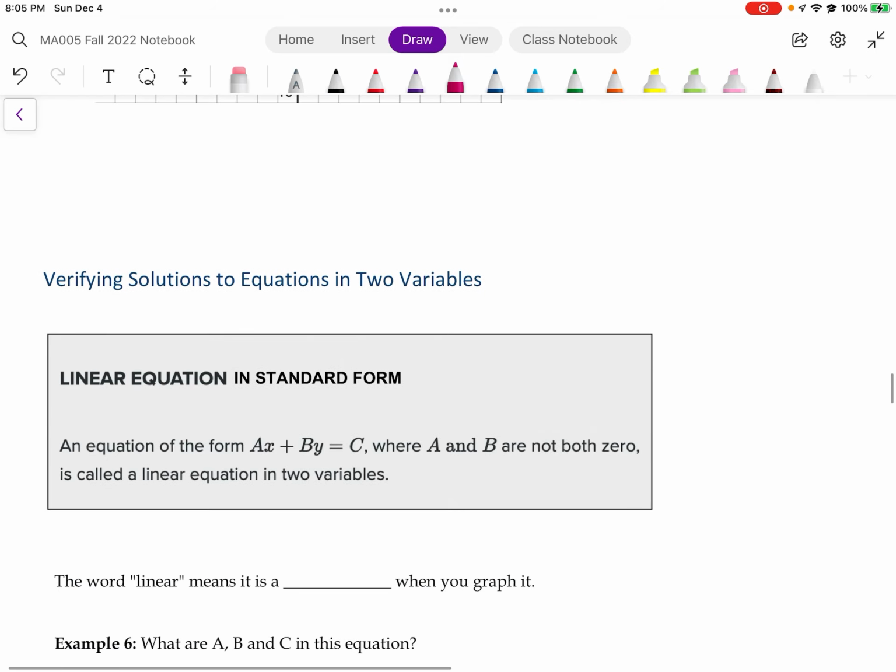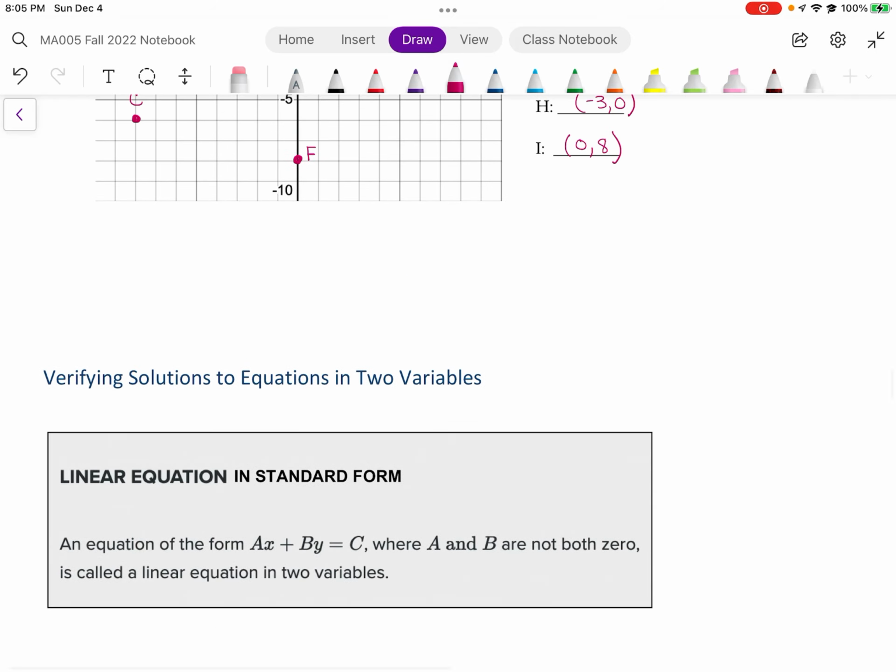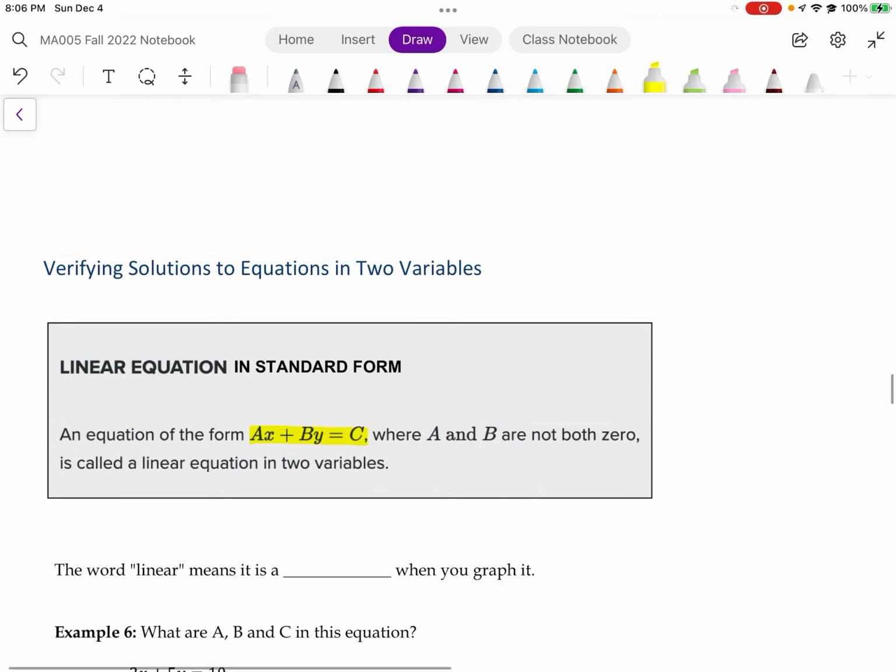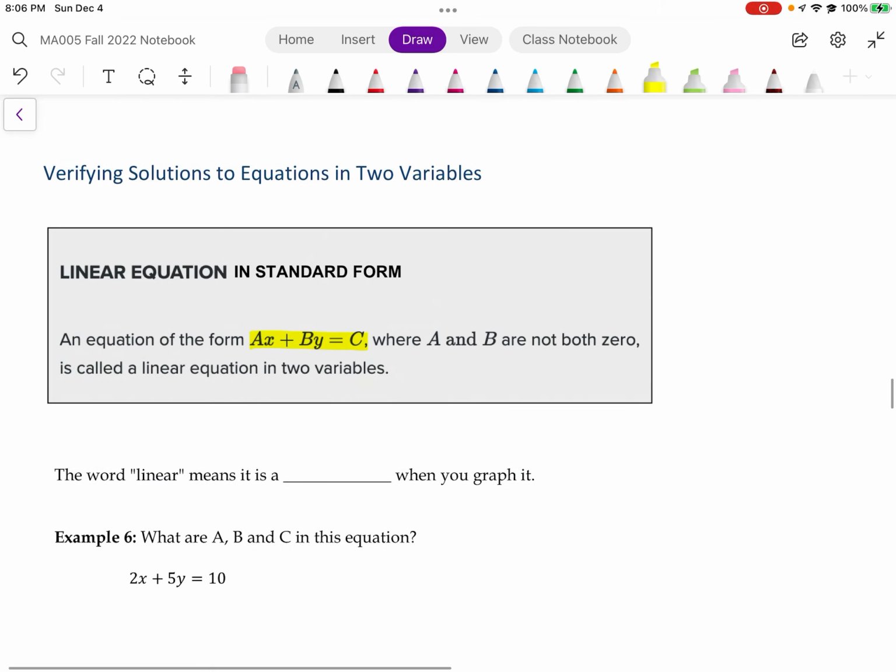All right, so verifying solutions to equations in two variables. An equation in the form ax plus by equals c, where a and b are not both zero, is called a linear equation in two variables. One of them can be 0, but they can't both be 0, or you don't have an equation anymore. The word linear means it is a line when you graph it. Linear means line.